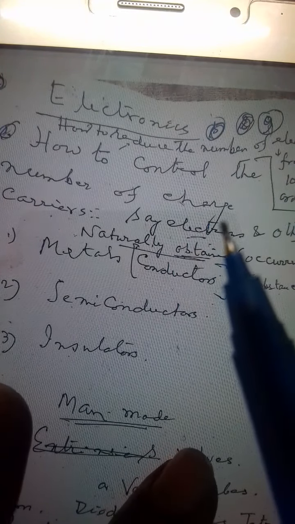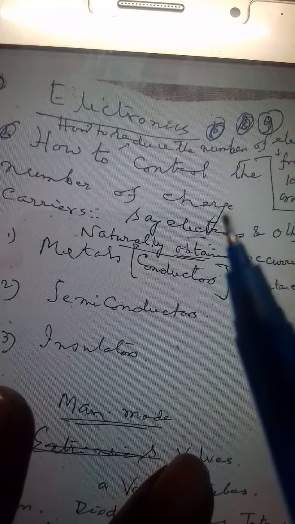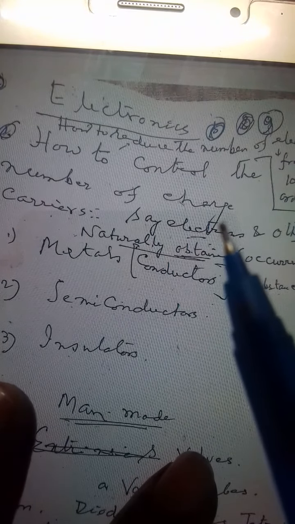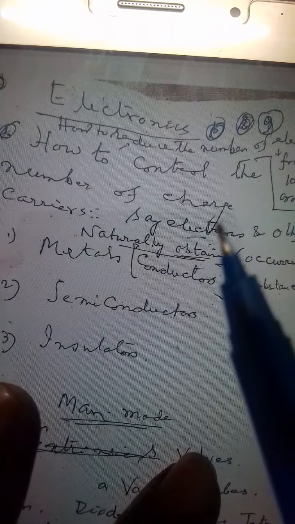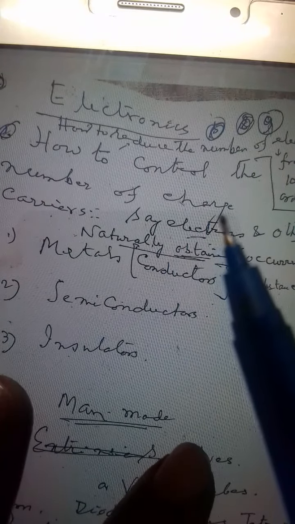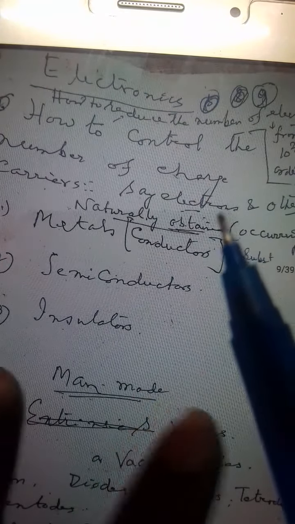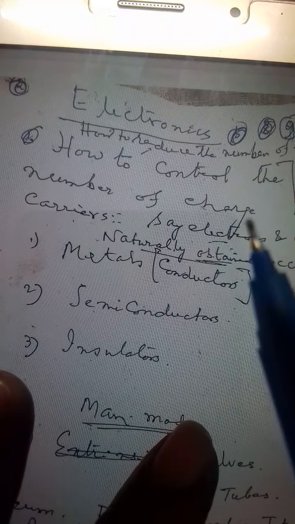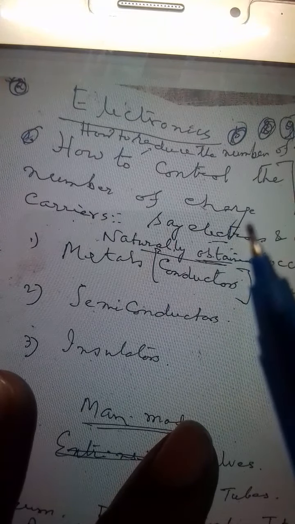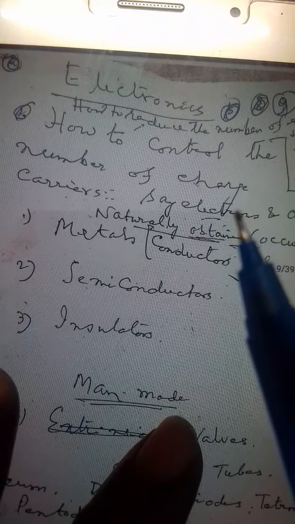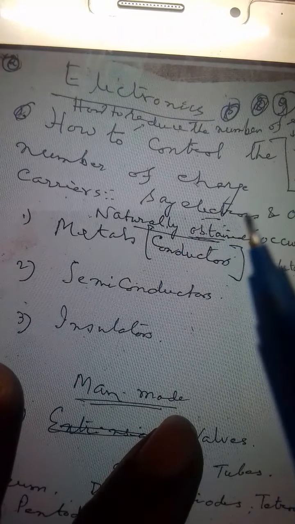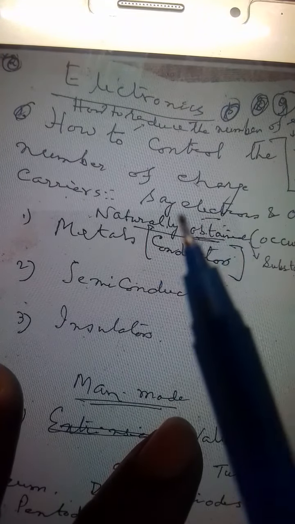I mean, here ions are at rest, but electrons and holes are moving. Holes mean absence of electrons. They behave like positively charged particles.